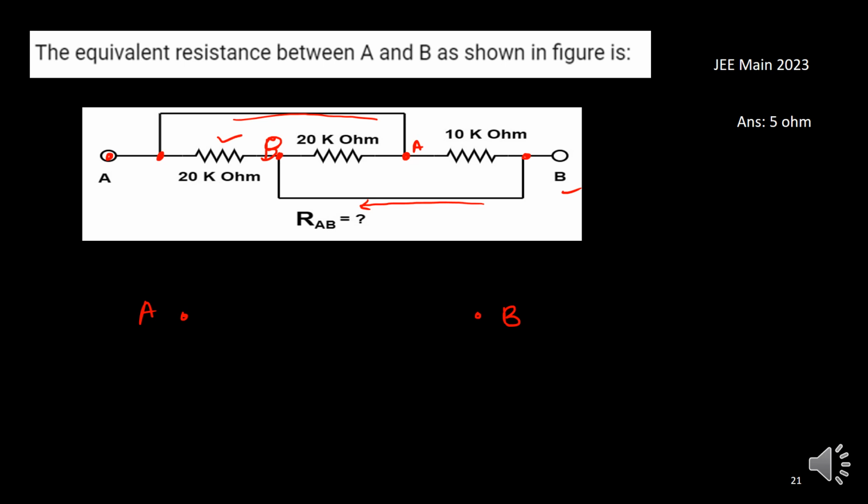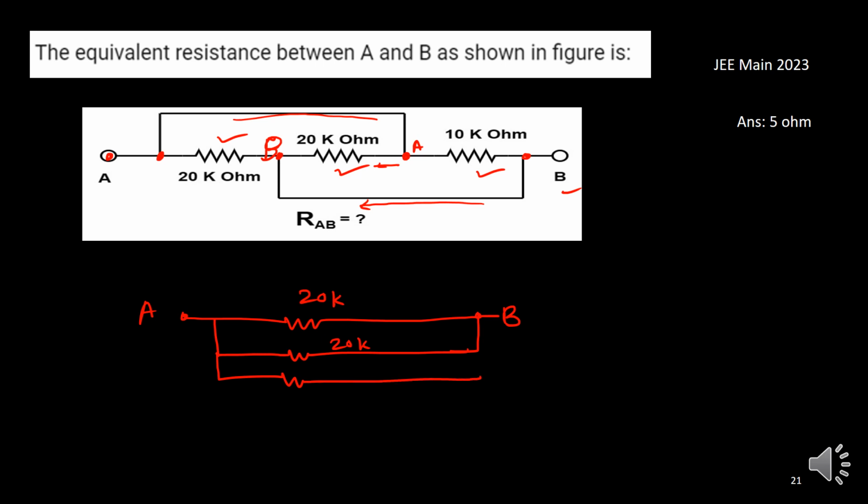So between A and B, there is one resistance of 20k. Now this one is also between A and B, 20k. From this to this side, that also I can consider. This is also 20k. Now this one is again between A and B, so it is also between these two. So effectively, all 20k, and this is your 10k. 10k is also connected here.